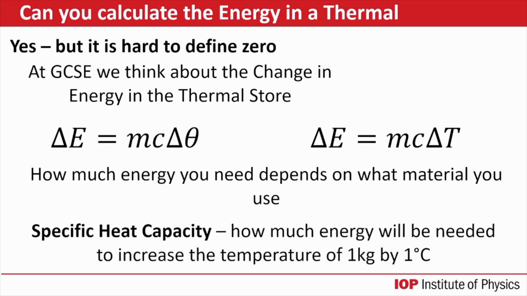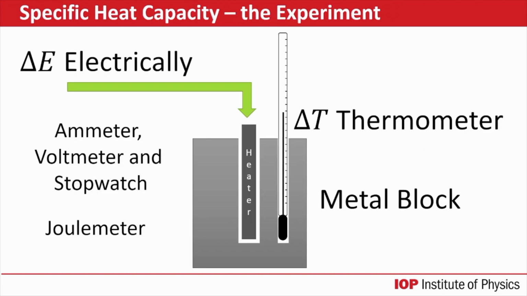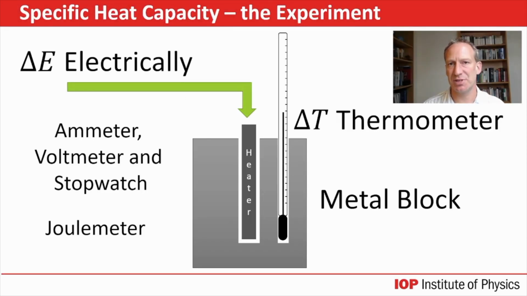It tells you how much energy will be needed to increase the temperature of 1 kilogram of the material by 1 degree C. Notice that the C in the equation is different for every material that you might choose to use. We can do experiments to work out what the specific heat capacity is, and that's one of the required practicals in most specifications at GCSE.